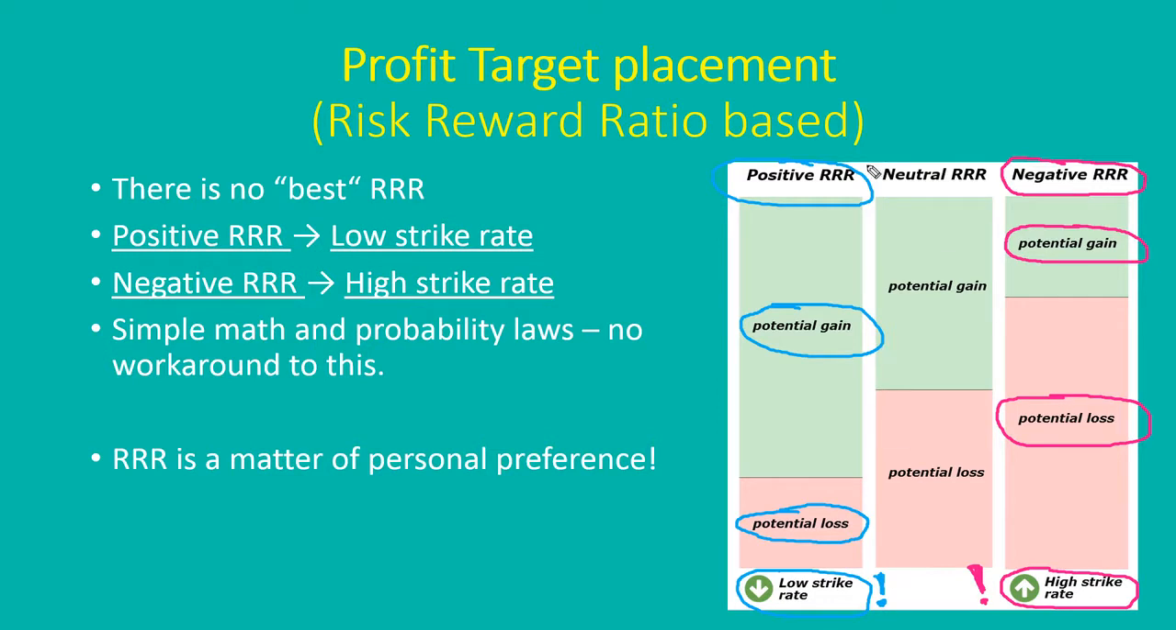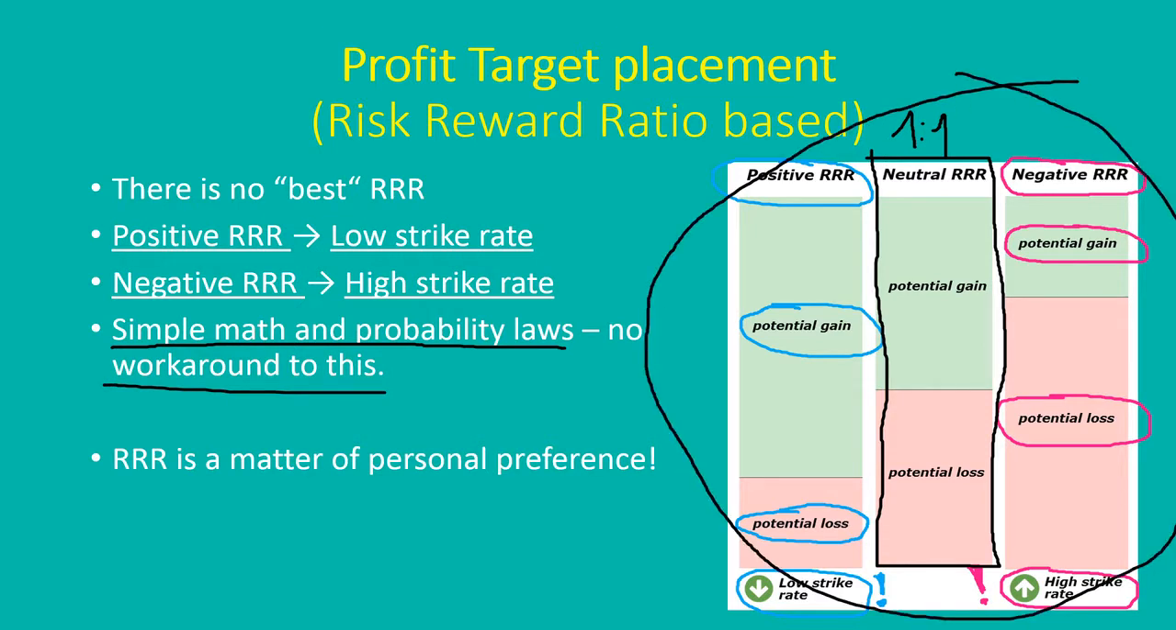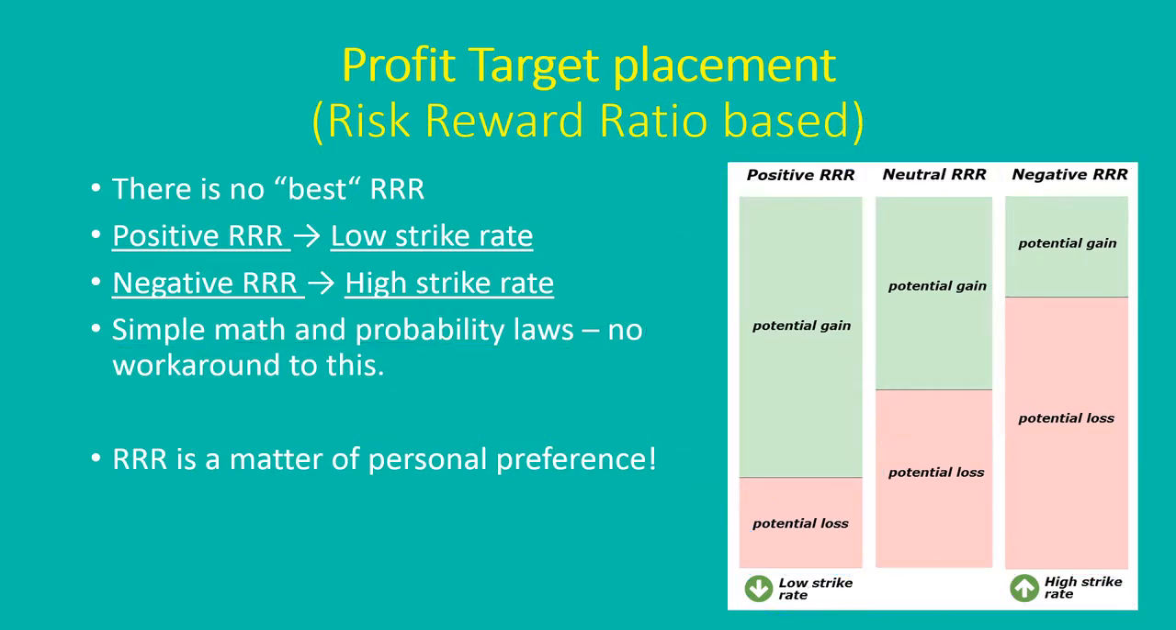I personally like this neutral risk-reward ratio, which is risk-reward ratio 1, where potential gain is more or less the same as potential loss. This is what personally suits me best. Now you really need to be aware that this is simple math and probability laws. There's no workaround to this, alright? This is just math, this is how it works. There's no workaround.